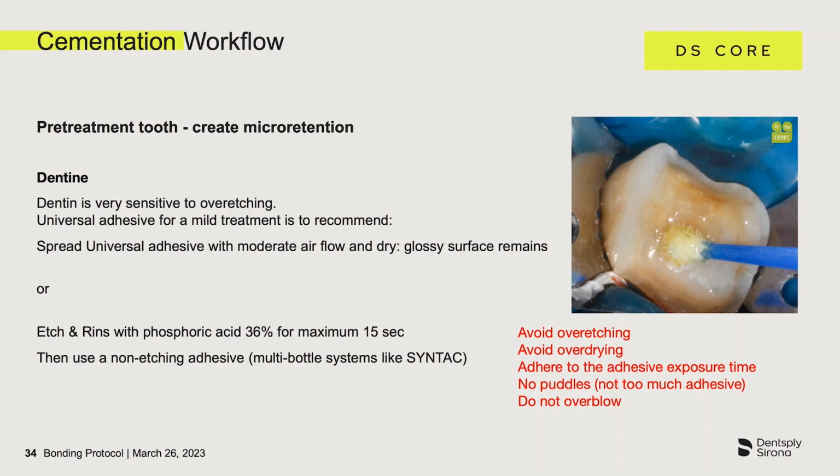If you use a non-self-etching primer, the tooth structure must be etched with phosphoric acid beforehand. Make sure that the dentin is in contact with the phosphoric acid for a maximum of 15 seconds before it is thoroughly removed with water spray and the tooth is dried. Afterwards, a non-etching multiple bottle system such as Syntac is usually applied step by step according to the manufacturer's instructions.